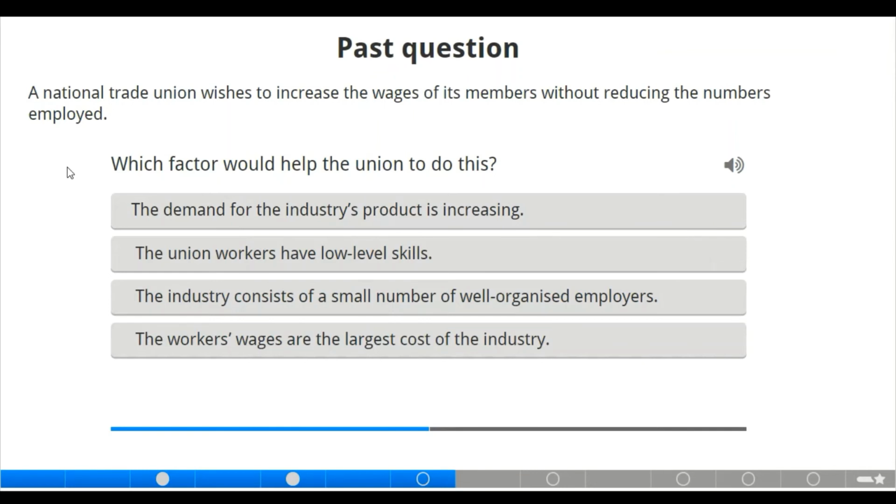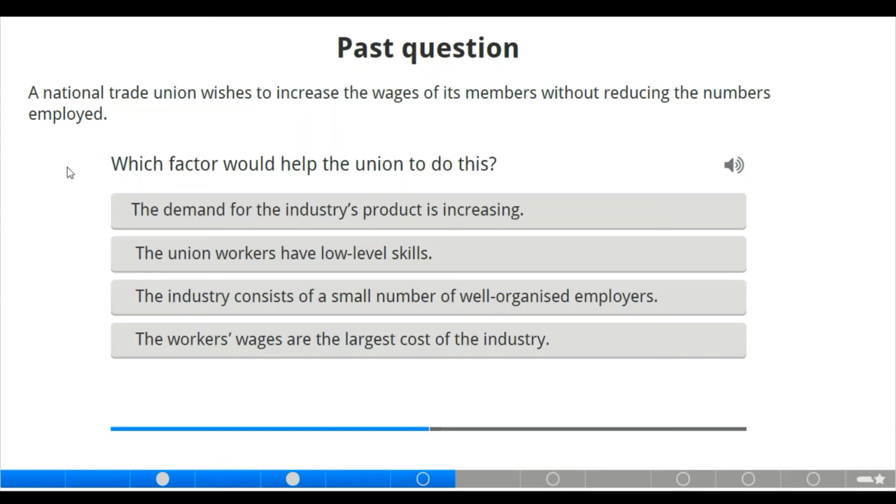Let us check. A national trade union wishes to increase the wages of its members without reducing the numbers employed. Which factor will help the union to do this? Which factor do you think can help the union to increase the wages of its members without reducing the number employed? Let us check our options.